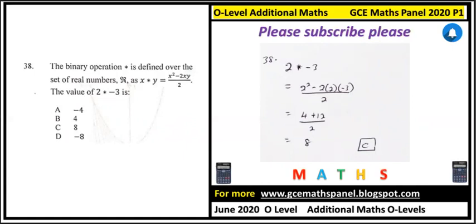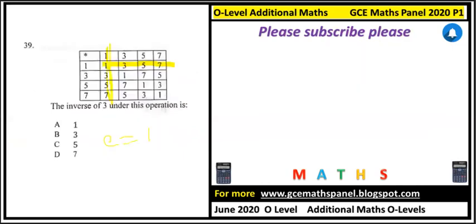Question 39, we have the inverse of 3 under this operation is... With this, the first thing is to look for the identity element. We start by looking at this row where it has been copied exactly. So we see that this is here, the same thing. Then for this column, we see if it has been copied directly again. Where these two lines intersect, the point of intersection gives us the identity element. So the identity element in this operation is 1.